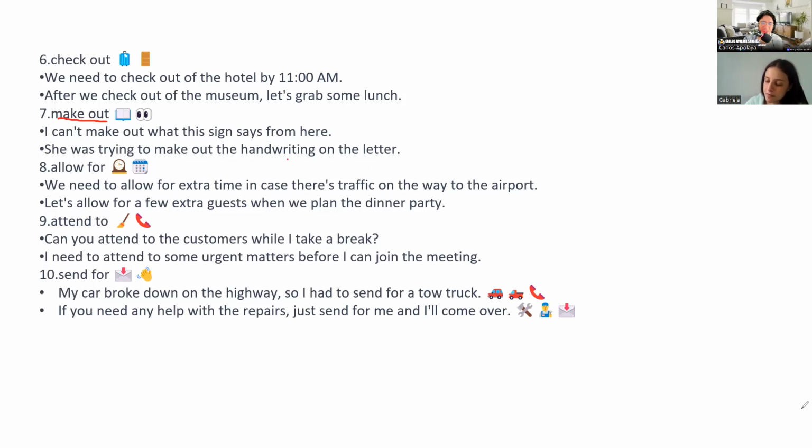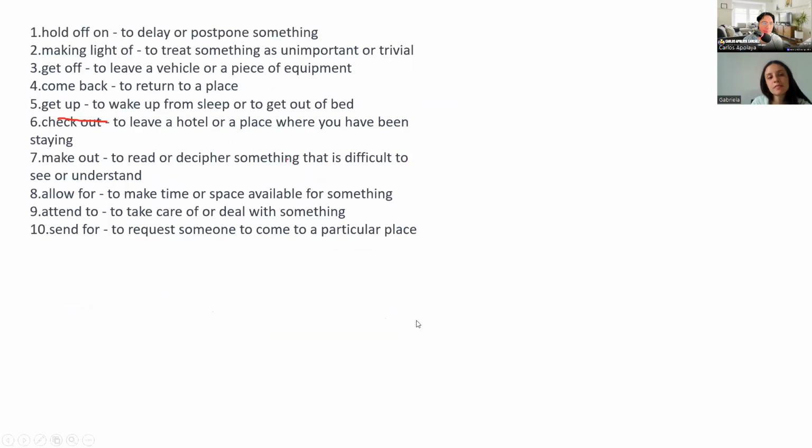I have a definition. Make out: to read or decipher something that is difficult to see or understand. As I said before, when you go to the doctor, you don't understand the prescription, so you need to make out. Okay. Because it's difficult, right?